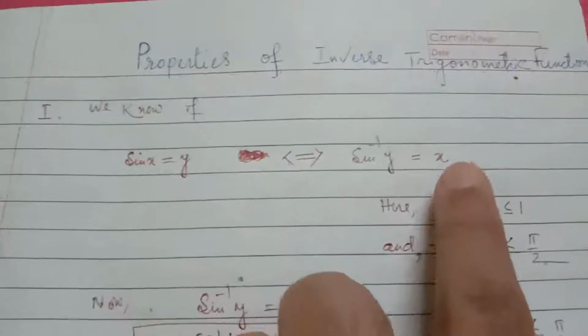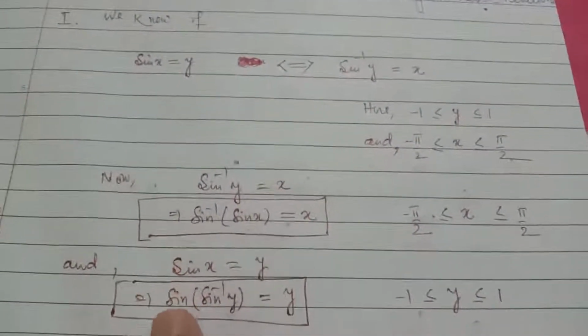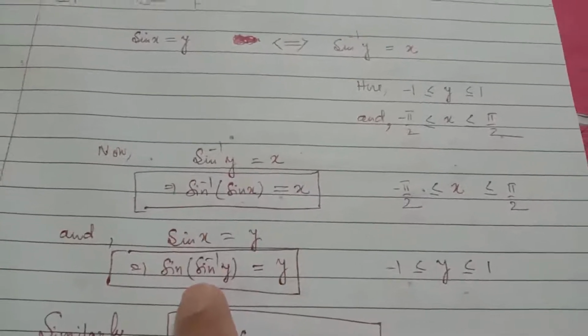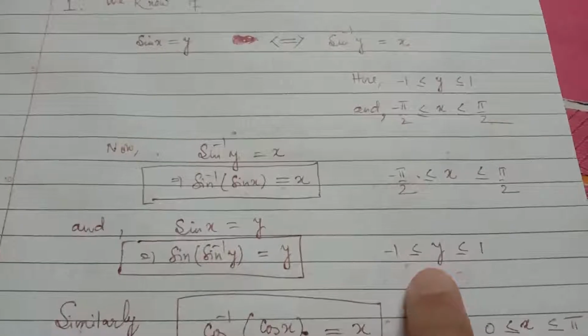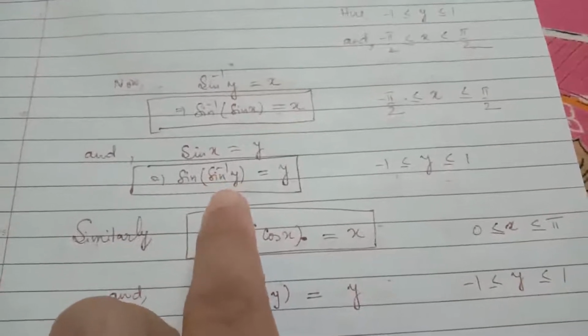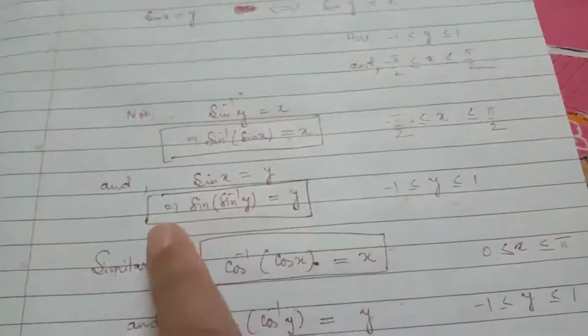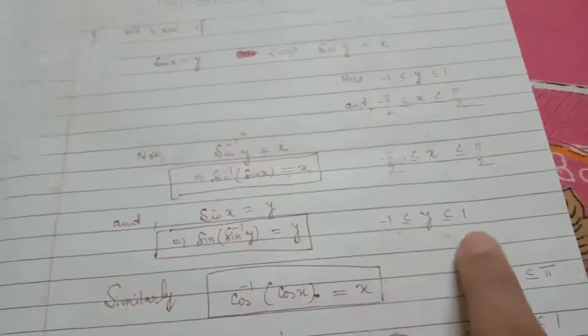Similarly, you can see sine of x equal to y, x is equal to sine inverse of y. If we put x equal to sine inverse of y, we will get sine of sine inverse of y is equal to y. Here y must be in between -1 and +1. Sine of sine inverse of y equal to y, and y must be in between -1 and +1.